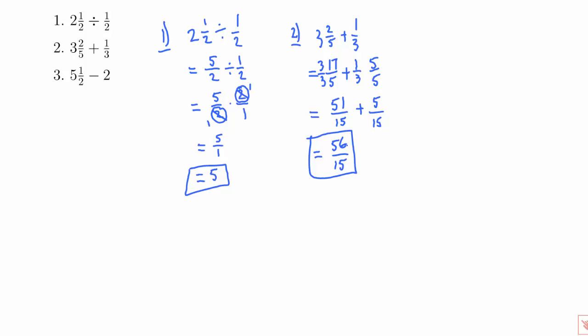Now notice that we could convert this back into a mixed number. 56 divided by 15. Well, 15 goes into 56 3 times, because 3 times 15 is 45. And 56 minus 45 is 11. And you'd keep the denominator of 15. And this might make it a little bit easier for you to see that this can't be simplified. 11 and 15 share no common factor. So this is actually the mixed number form of the answer.